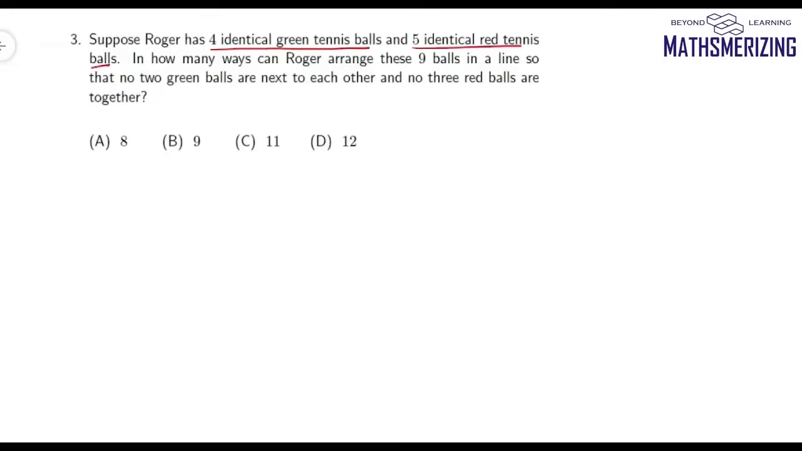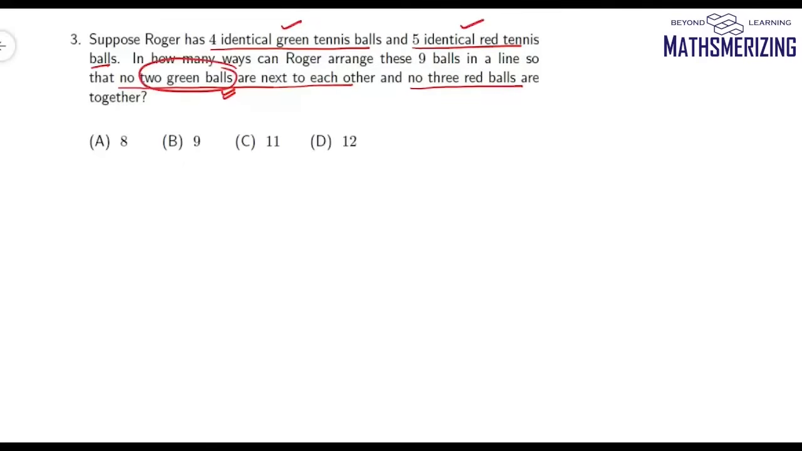In how many ways can Roger arrange these 9 balls in a line so that no 2 green balls are next to each other and no 3 red balls are together? So first we'll find in how many ways we can arrange these 4 green and 5 red balls so that no 2 green balls are together.